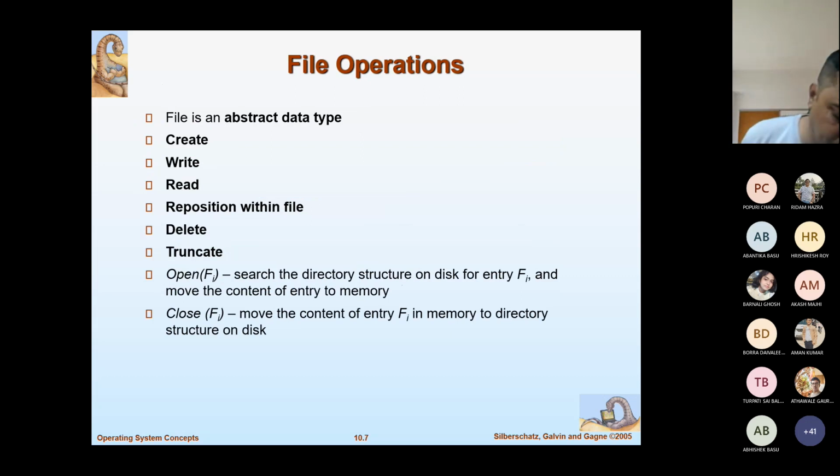What are the different operations of the file? So file is an abstract data type. Can you define abstract data type? What is abstract data type? Anyone? From the data structure point of view?